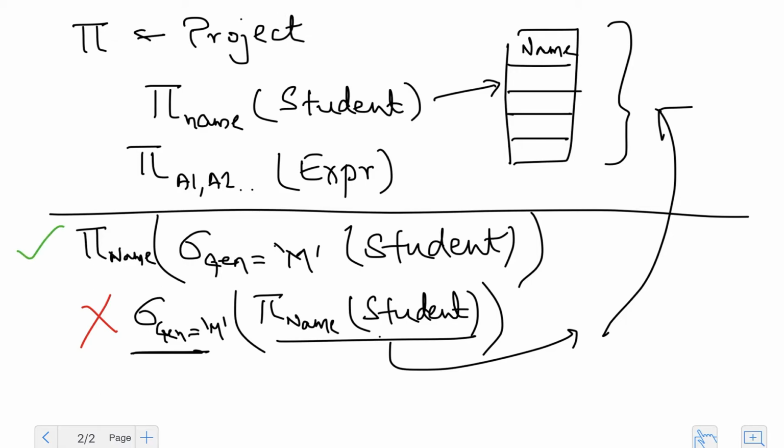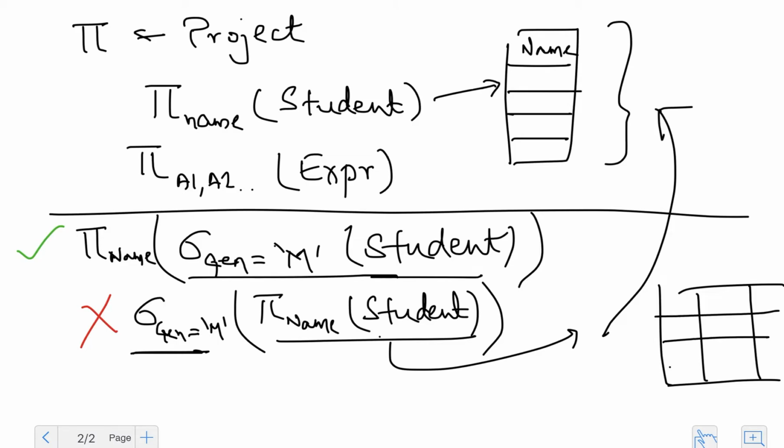The correct one would be this. So in this case also you can check that we are actually not doing anything illegal. This inner part is going to give me the entire student relation. The only difference would be that I would have fewer rows, but I'm going to have all my attributes right here. And then I'm saying that from these attributes I just want this one attribute called name. So that's what we're doing. So this is the very basics of relational algebra.